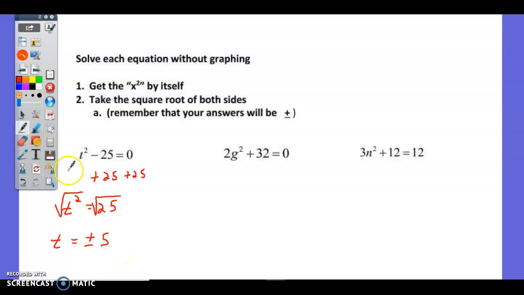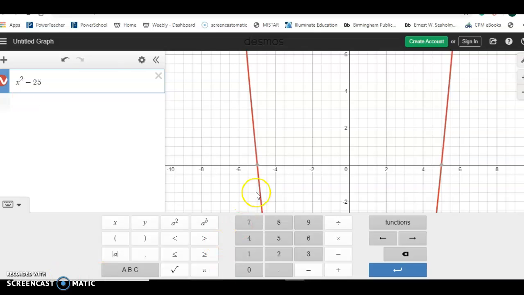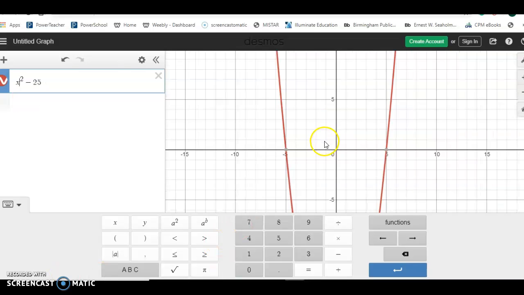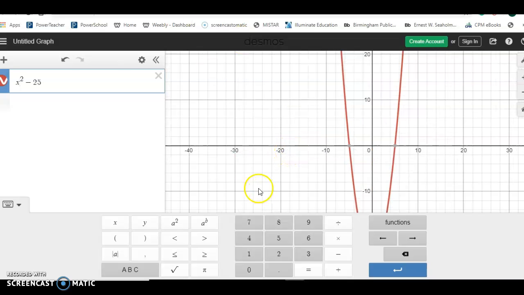So if I graph t squared minus 25 on my tool, I'm going to put in x here because I think it needs to recognize the x. There we go. So you can see here, when I zoom out, you can see where the bottom is. It shifted down to 25 because that's our c, and this is negative 5 and 5. So that matches up with our problem.